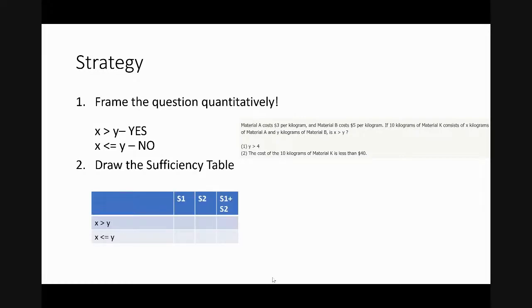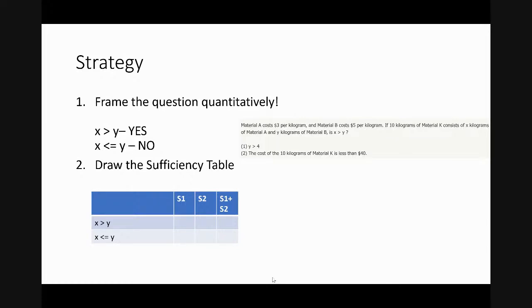So I'm going to draw the sufficiency table again, right? So let's see what happens when I use the sufficiency table. The first statement says y is greater than 4. But before we get into all of that, let's see what happens when you mix these two materials. So material A costs $3 per kg. Material B costs $5 per kg, right?